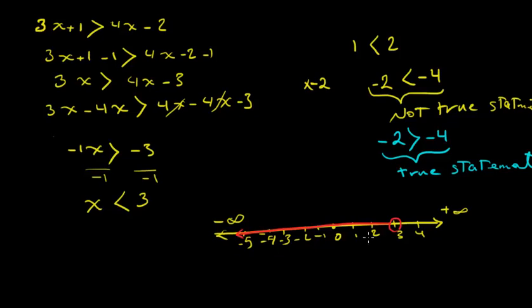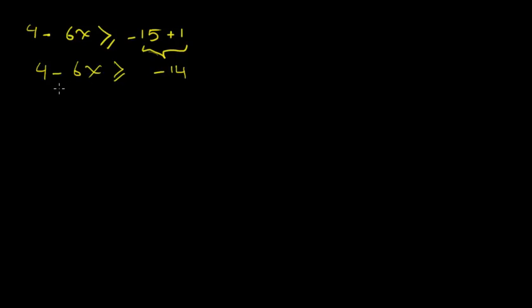Now let's do another example. Let's say we have 4 minus 6x larger than or equal to minus 15 plus 1. Again, we start by simplifying the whole inequality. So we'll start with, we can add these two and have minus 14 less than or equal to 4 minus 6x, right?